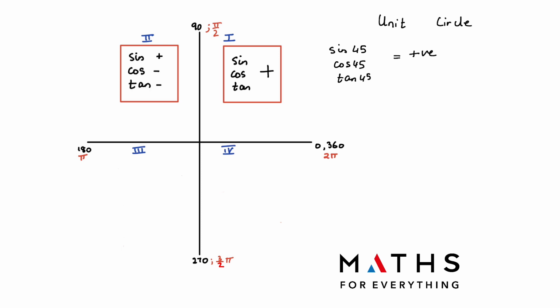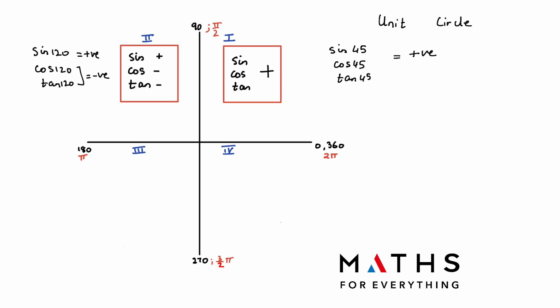If I take a value between 90 and 180, sine 120, I will get a positive answer in the calculator. Cos 120 and tan 120 are going to give us a negative answer.